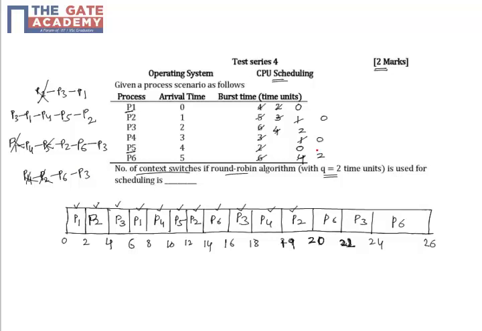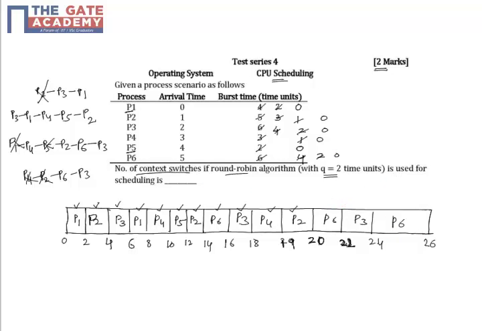So we are left with 2 units of this. Now we are running P3, so P3 will run from 22 to 24. This will become 0, and at the end we'll again run P6 from 24 to 26. This will also become 0. So we have successfully scheduled all the processes.